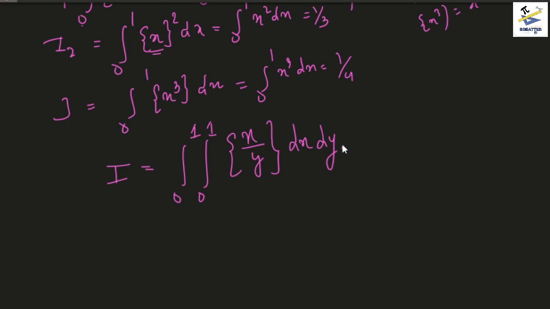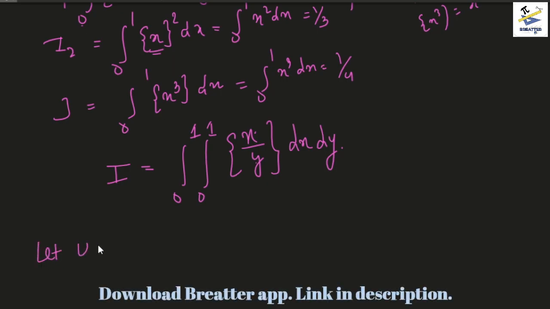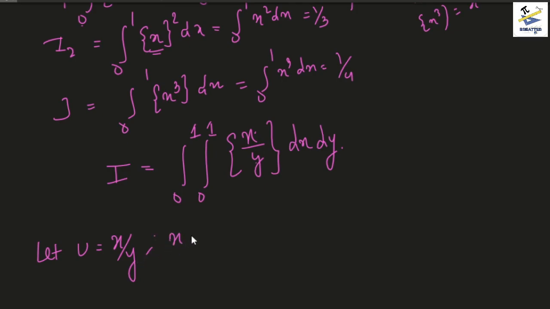So firstly, we are going to make a substitution. We do not really like fractions, and we see that x by y is a perfect thing to substitute. So let u equal x by y, where u is a new variable, and we are trying to keep y as a constant here because we are only interested in evaluating the inner integral.